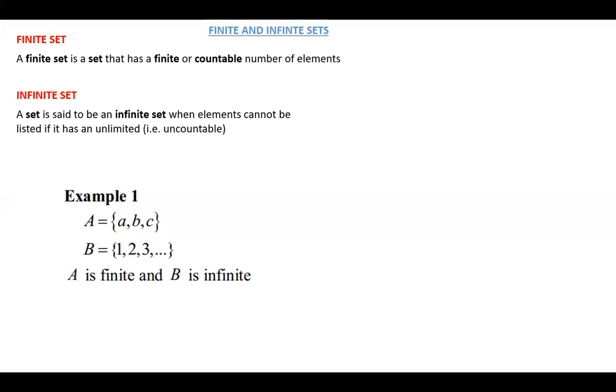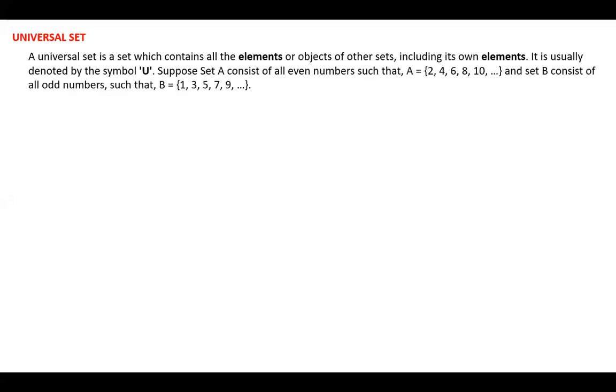All right, so this is what I was just talking about. A universal set is a collection of all the sets under analysis. If you've been given, let's say for instance, set A, set B, and set C, if you put all those 3 sets together, you form what is called a universal set. So a universal set is a set which contains all elements or objects of other sets, including its own elements.